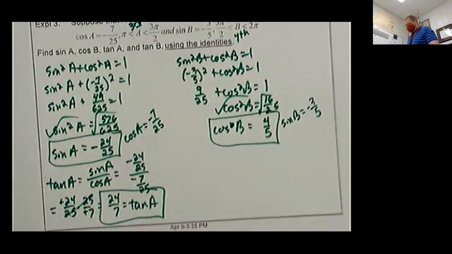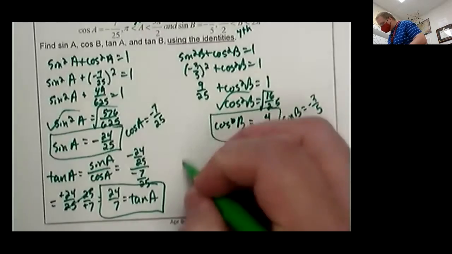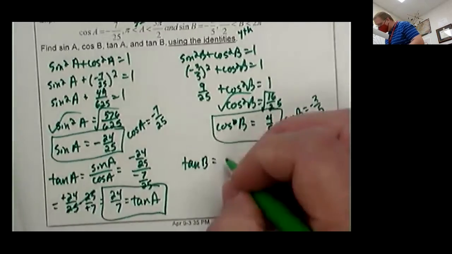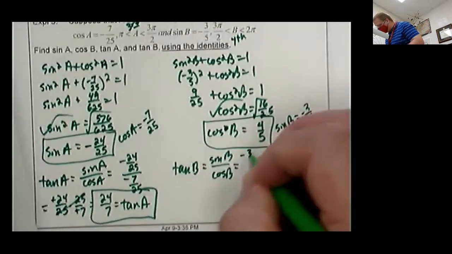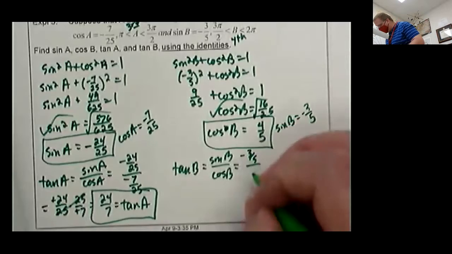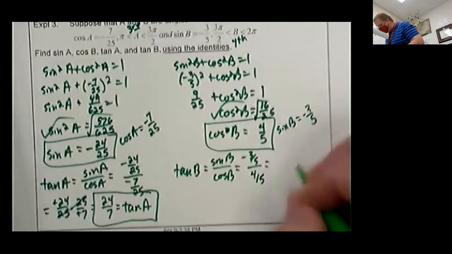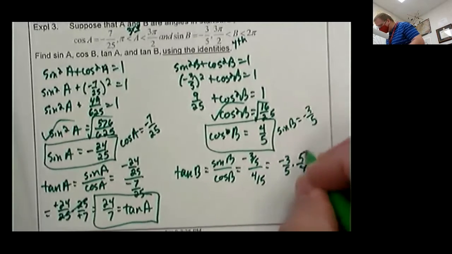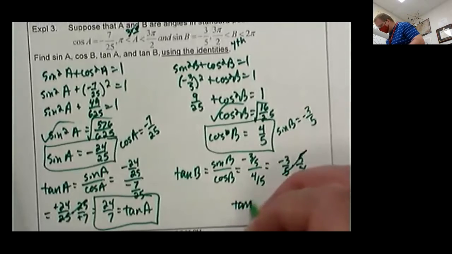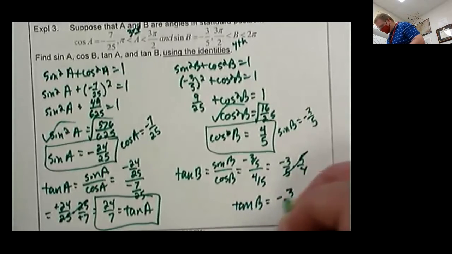We're going to do the same thing for B. So tangent of B is sine of B over cosine of B. Sine of B is negative 3/5. Cosine of B is 4/5. We're going to flip that sucker and multiply as negative 3/5 times 5/4. The 5's cancel. Therefore, tangent of B is negative 3/4.